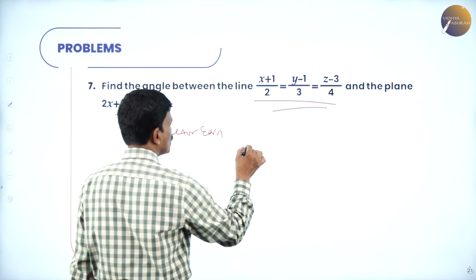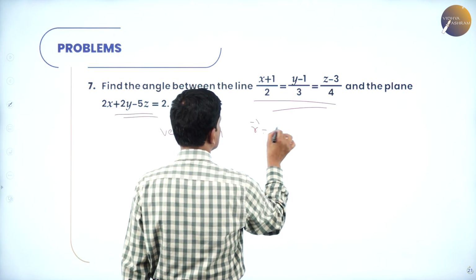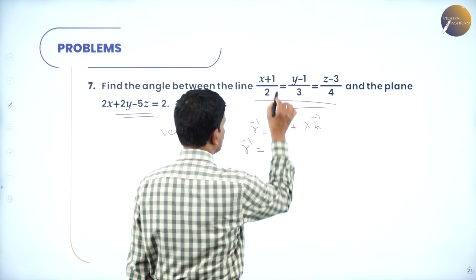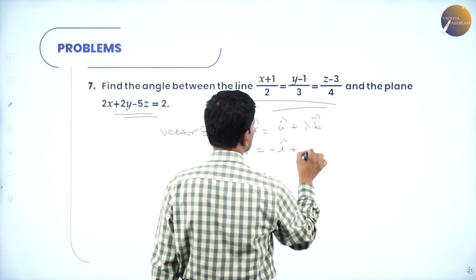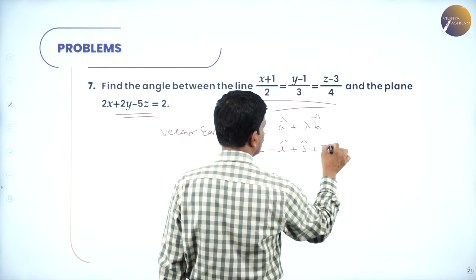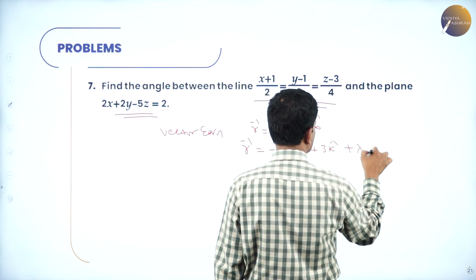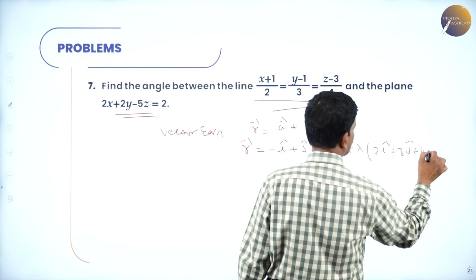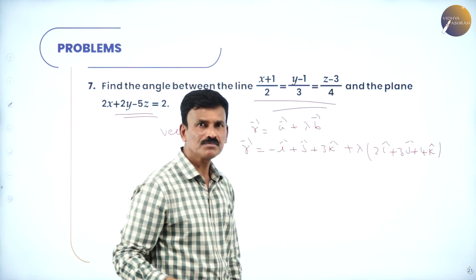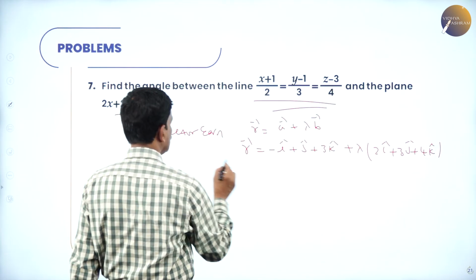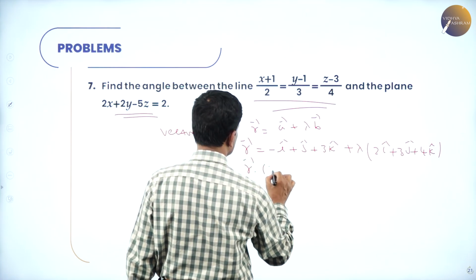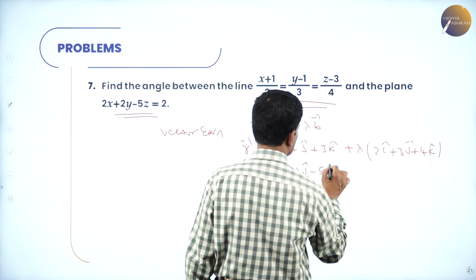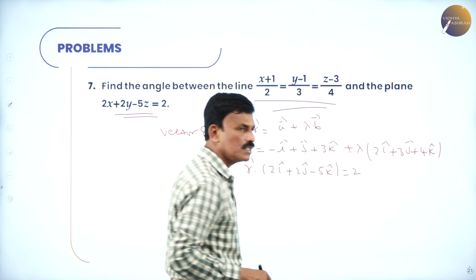the line is, what is the vector equation? We have vector r is equal to a plus lambda into b. Now vector r is equal to a plus lambda b, that is minus i plus j plus 3k plus lambda into vector b. b is nothing but 2i plus 3j plus 4k. This is the vector equation of the line. Similarly, the vector equation for the plane is vector r dot (2i plus 2j minus 5k) is equal to 2. That's it. These are the vector equations.